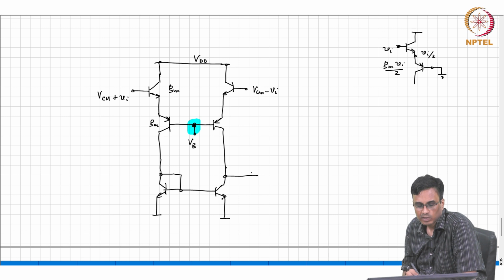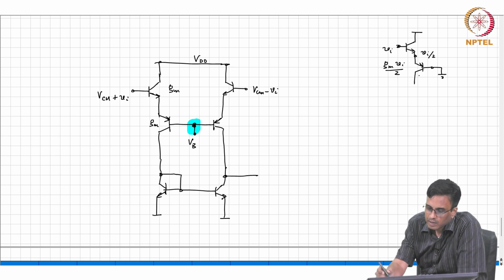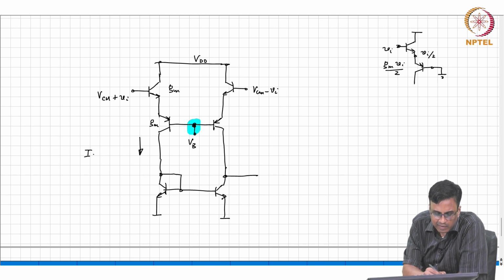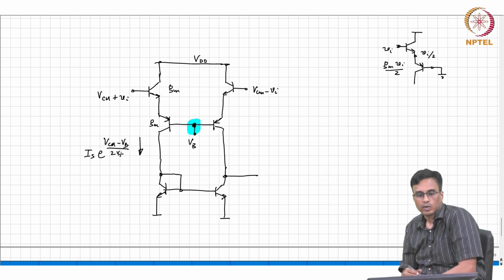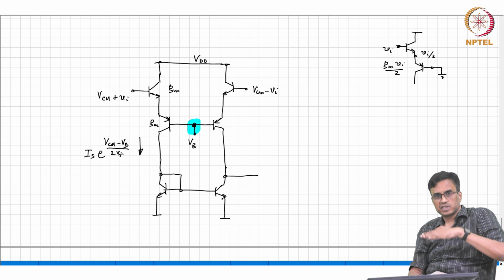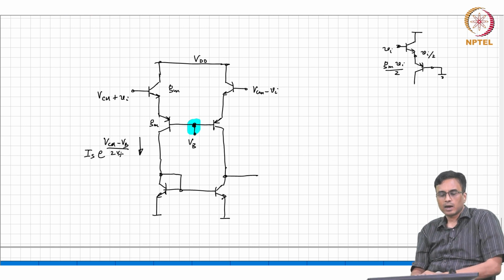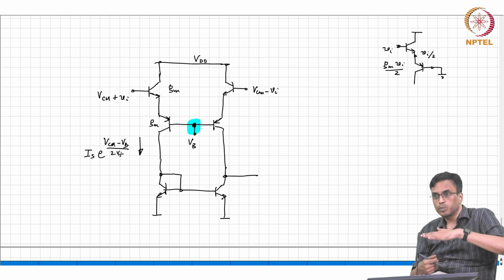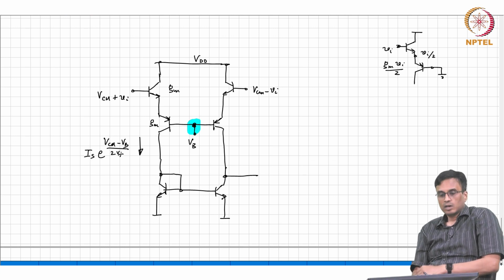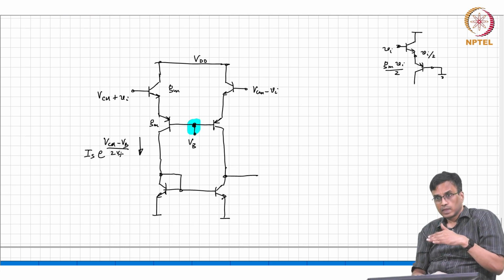Okay. But now there is a problem, the problem is the following. The current, as you can see, the quiescent current here is exponential in VCM minus VB by 2 VT. So, if the input common mode changes, what comment can you make about the quiescent current flowing through the transistors? If VB is fixed and the input common mode changes, the quiescent current will change exponentially, right.